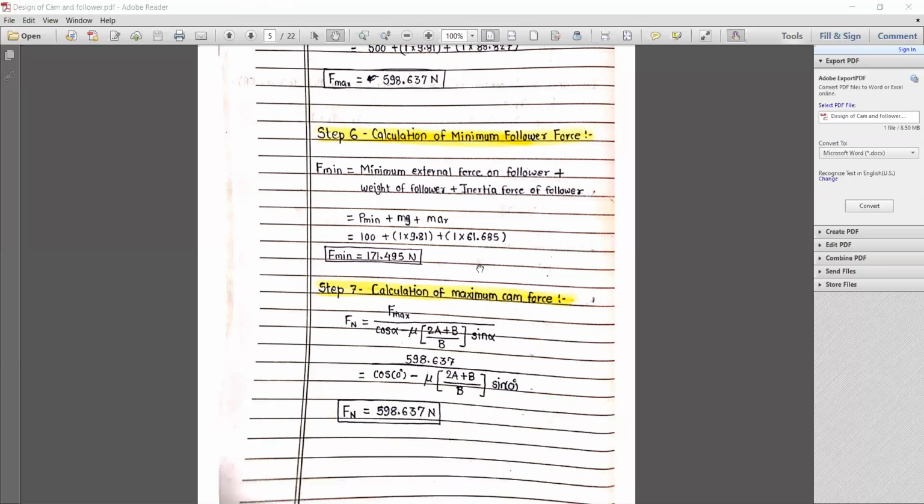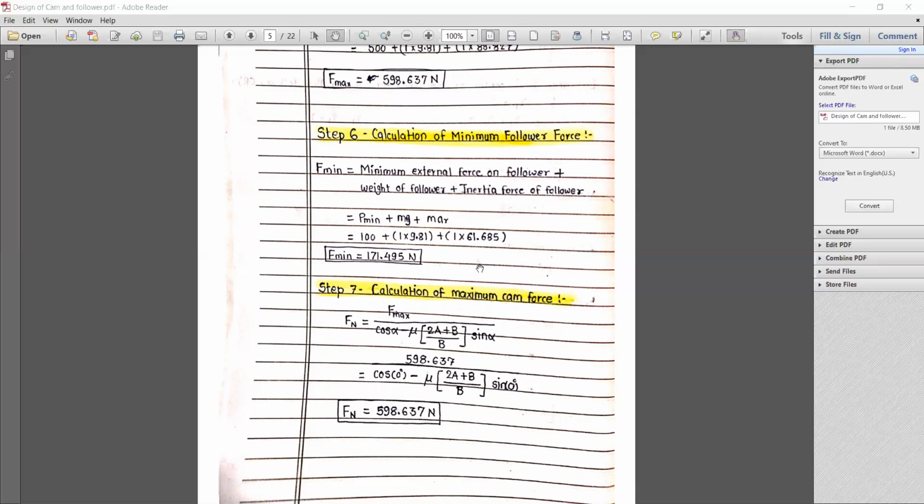Next step, calculation of minimum follower force. Similarly, the minimum force acting on the follower plus weight of follower plus inertia of follower. So minimum external force is 100 Newton. Putting remaining values, what we get, the minimum force is 171.495 Newton.